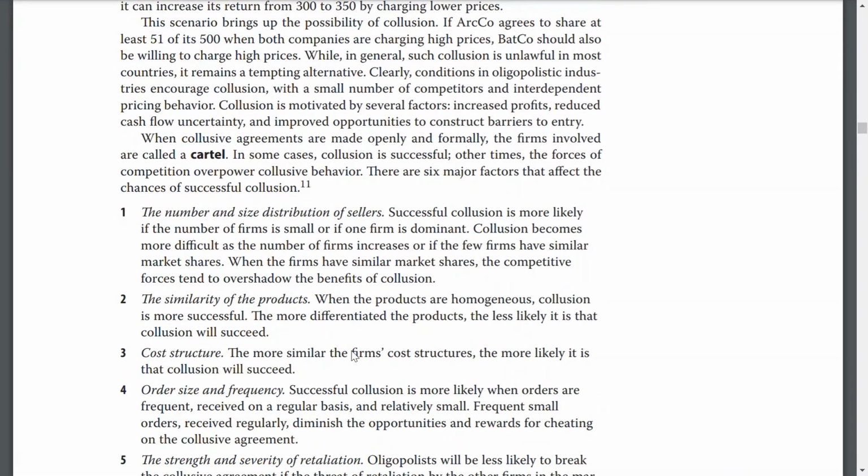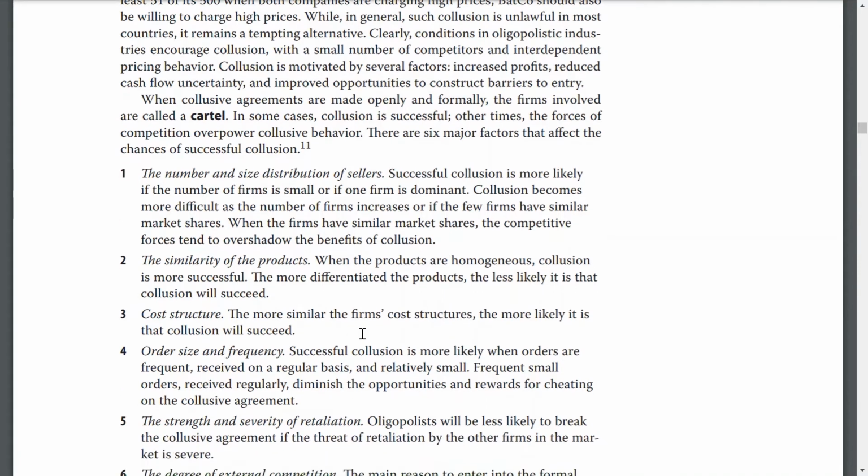With a small number of competitors and independent pricing behavior, collusion is motivated by several factors: increased profit, reduced cash flow uncertainty, and improved opportunity to construct barriers to entry. When collusive agreements are made openly and formally, the firms involved are called a cartel. In some cases, collusion is successful. Other times, the force of competition overpowers collusive behaviors.